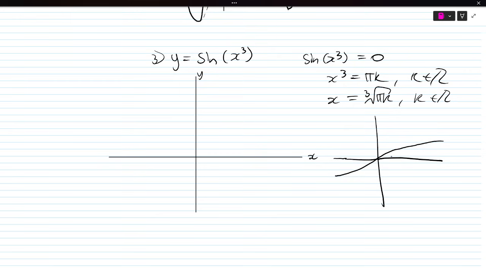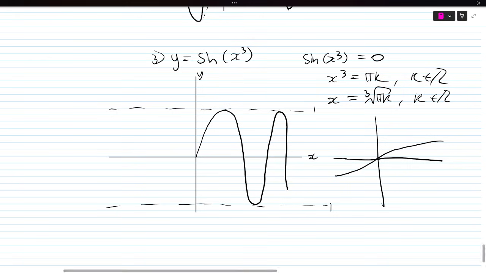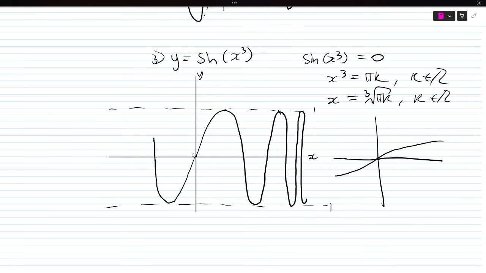But regardless, I think the point here is that it increases at a decreasing rate, so my periods will get closer. My amplitude will stay the same, so I'm going to say this is 1 and this is -1. The roots will look like this, and so on. We'll do the same here. Remember, sine of x cubed should still be an odd function.